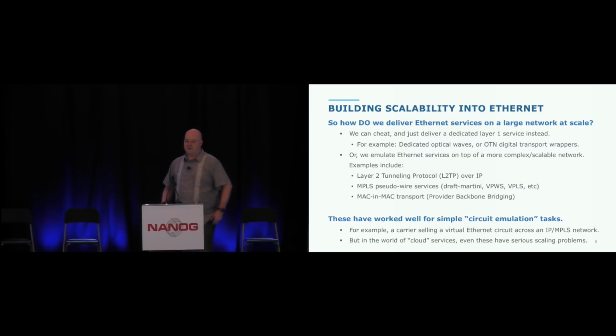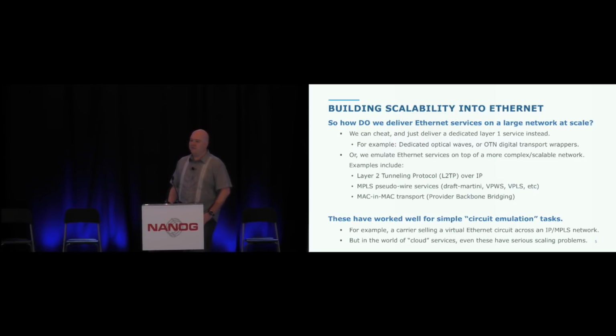The other method that we use is we emulate Ethernet on top of some other technology. So be that L2TP, layer 2 tunneling protocol over IP, or be that MPLS with things like Draft Martini, VPWS, VPLS. There are all kinds of technologies to take this more scalable network and then emulate some kind of simple Ethernet service across it. MAC-in-MAC transport, provider backbone bridging, comes into popularity every so often. But between these types of things, this covers almost every method that people use to deliver some kind of scalable transport Ethernet service.